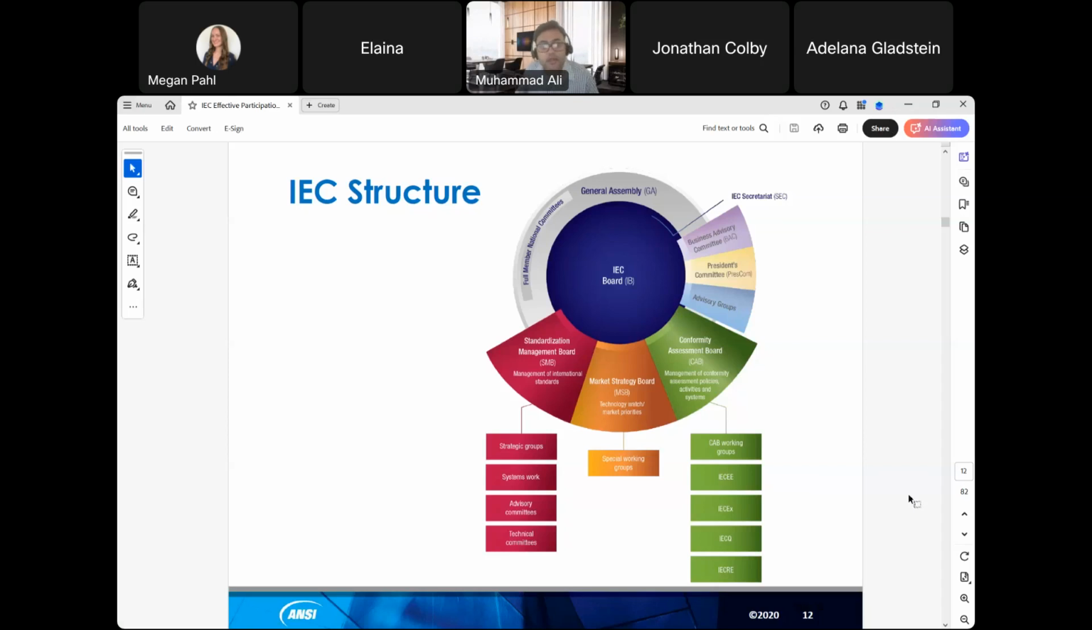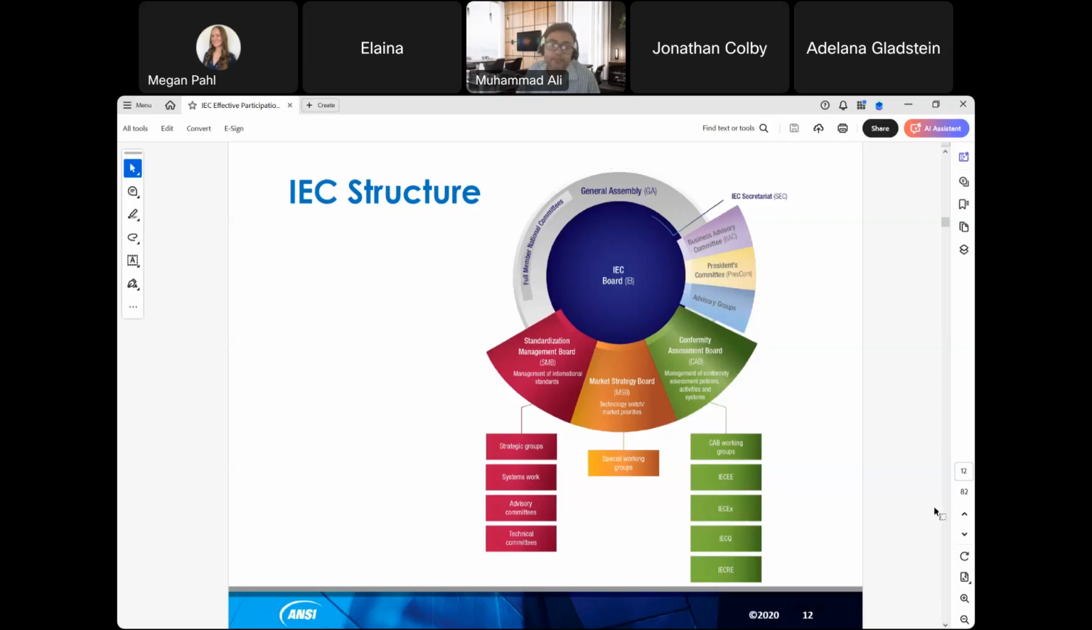SMB. Then we have the Market Strategy Board as well, which is tasked with identification and investigation of the technological trends and market needs in the field of activity for IEC, as well as the Conformity Assessment Board, which manages the operation and financial aspects of the conformity assessment activities of the commission. And then, as you can see, the Secretariat is really the one who's managing the overall operations of the commission and providing the support function required to fulfill the objectives of the commission itself.